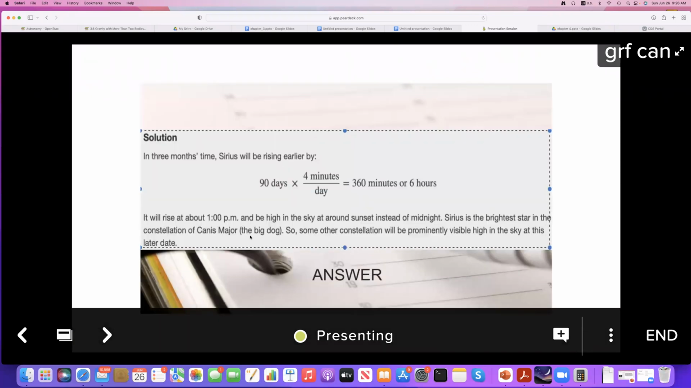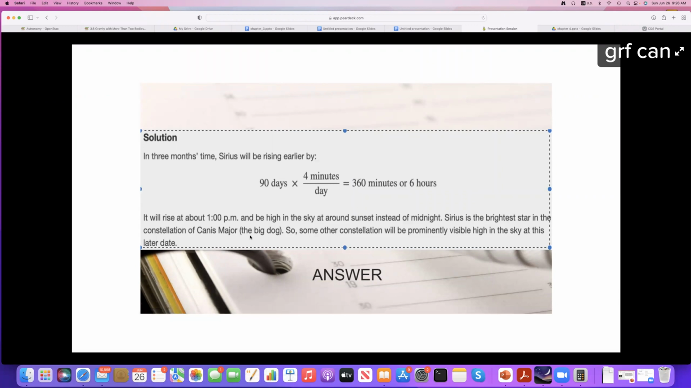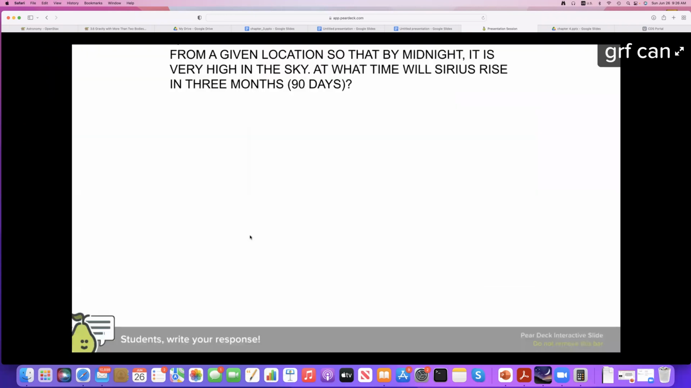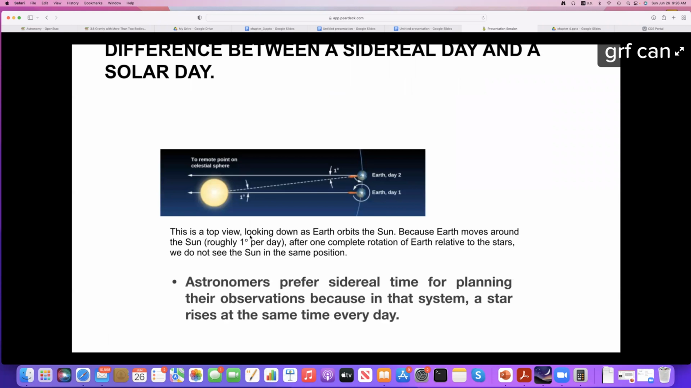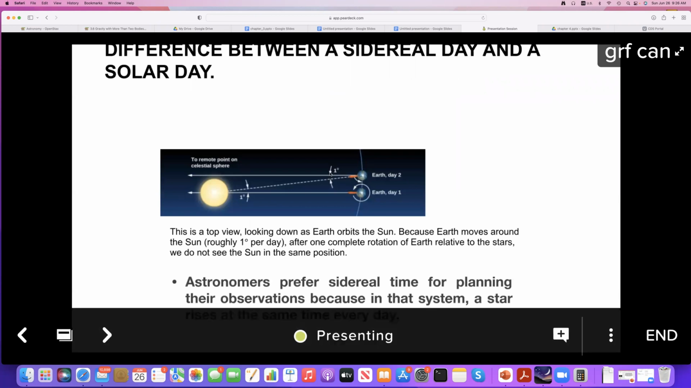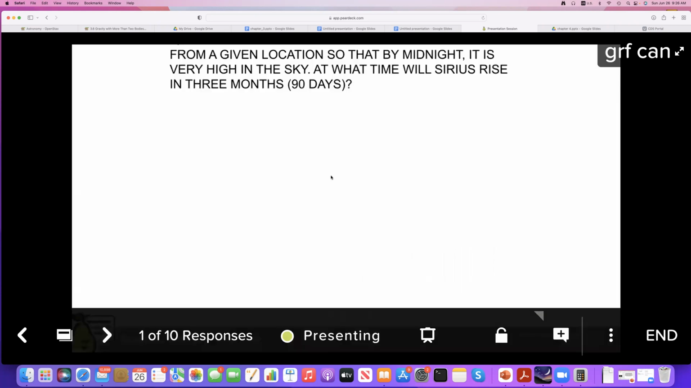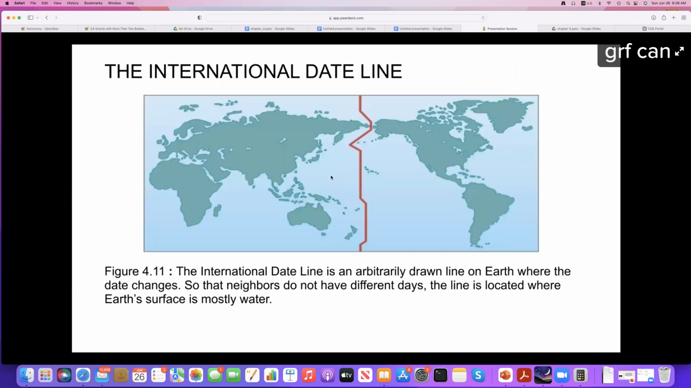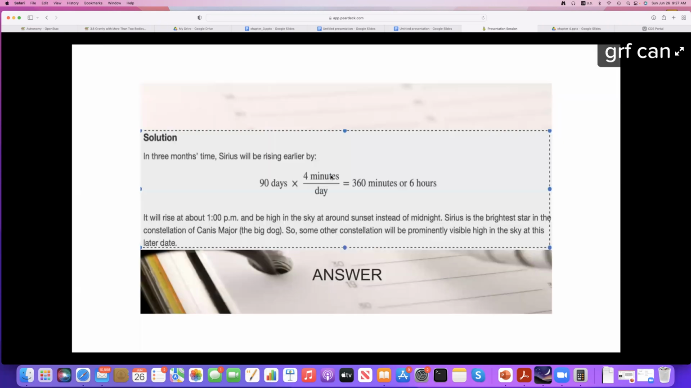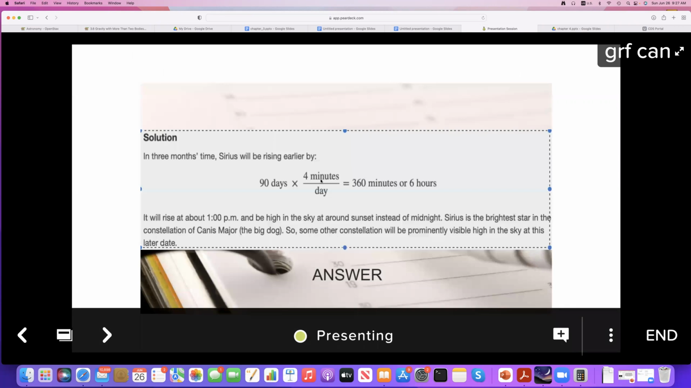Here is the answer, right? Now, in 3 months, what will happen is the star will be rising earlier by this many minutes. That's because for each day, there is a delay of 4 minutes, right? You can see that if you look at this diagram, to point towards the sun, you have to rotate an extra 1 degree. So that will be equal to 4 minutes, right? So that's what you have here. Okay, so that is 4 minutes per day.